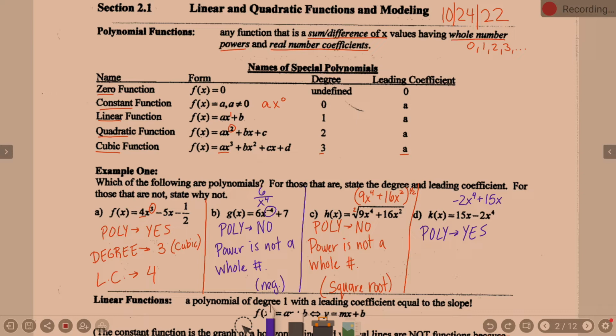Okay. So, what did I have to state? The degree and the leading coefficient. So, what is the degree? Okay. Degree is 4, even though that wasn't my first term, yes? I rewrote it so it is now, but degree is 4 because that is the highest power. What is my leading coefficient?